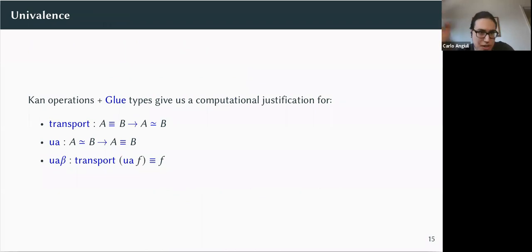Now, I'm not going to bore you with the details of the con operations or the glue types, which you may have heard of, but there's a bunch of technical details, and the upshot is they give us a computational justification for a primitive called transport that turns a path into an equivalence. It has an inverse, we usually call UA, and if you transport over UA, it applies the function up to a path.